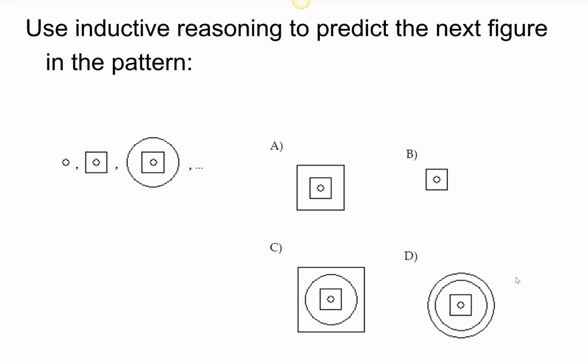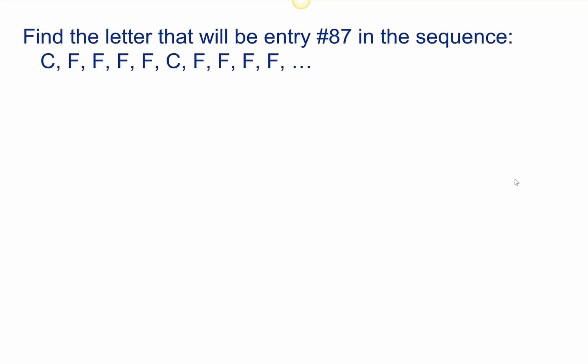Use inductive reasoning to predict the next figure in the pattern. So let's take a look. We started with a small circle, then we enclosed it in a square, then we put a larger circle around the square. So logically, the next pattern would include what? A square around that circle, and we see that in figure C.